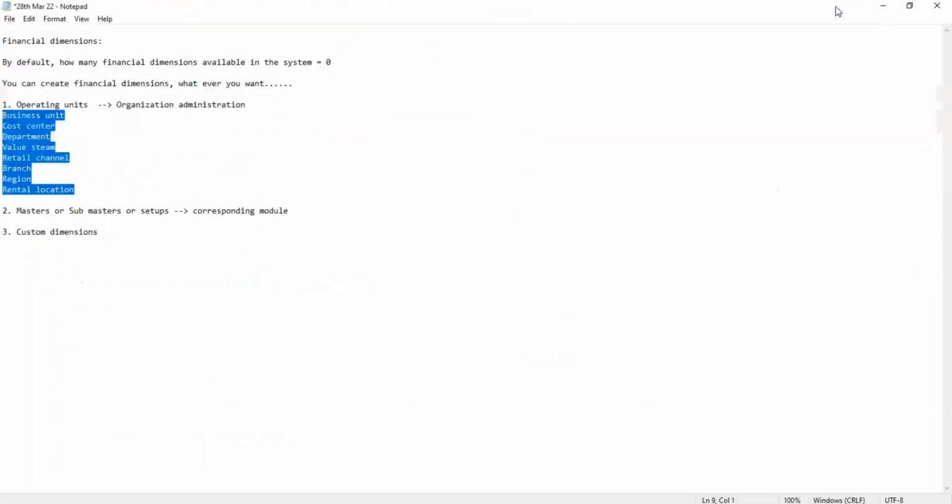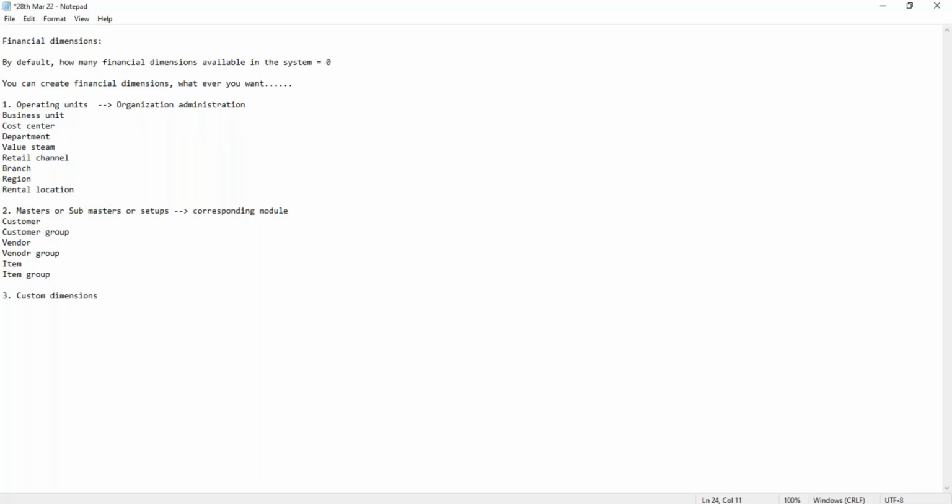These are operating units. And masters and submasters means, customer is available in the accounts receivable module or sales and marketing module. Customer group is available in accounts receivable or sales and marketing. Vendor is available in accounts payable or procurement and sourcing. Vendor group is available in accounts payable or procurement and sourcing. Item is available in product information management. Item group is available in inventory management.